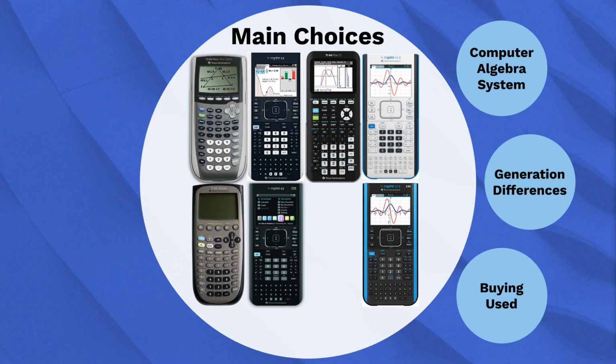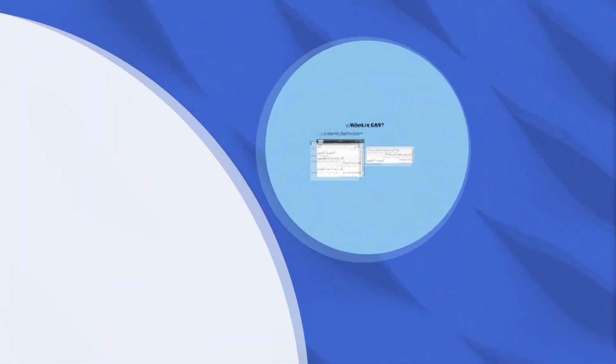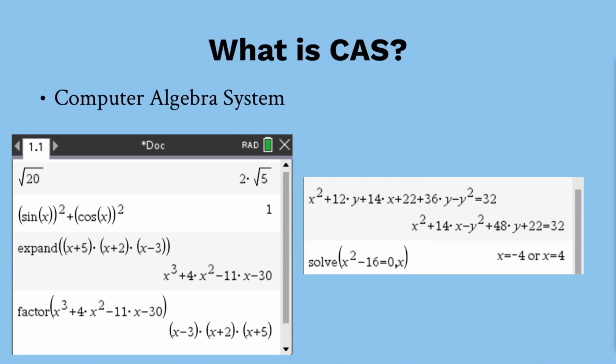So first we'll be talking about CAS. So what is CAS? CAS stands for Computer Algebra System, and it's a system that allows calculators to perform more complex functions, and it can be very useful, especially on the SAT and many other tests as well. So let's take a look at CAS in action.